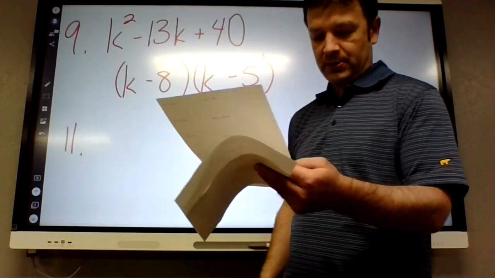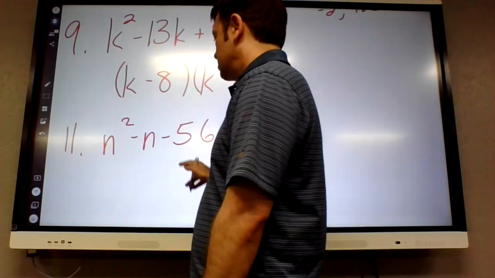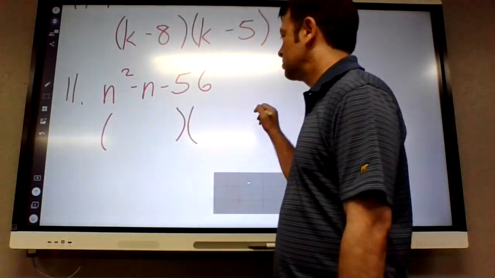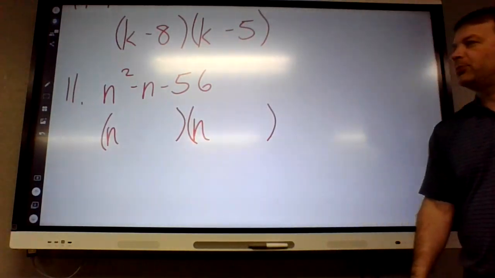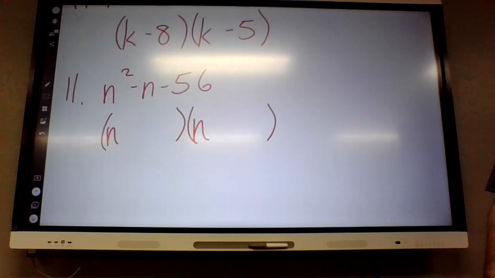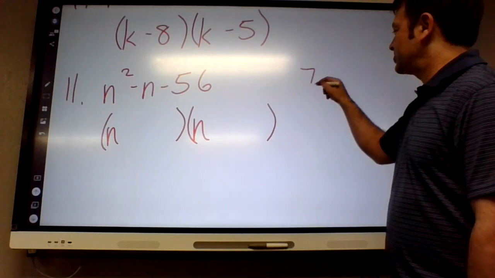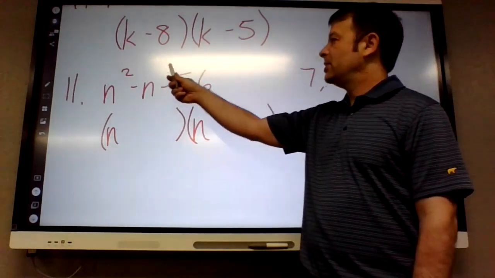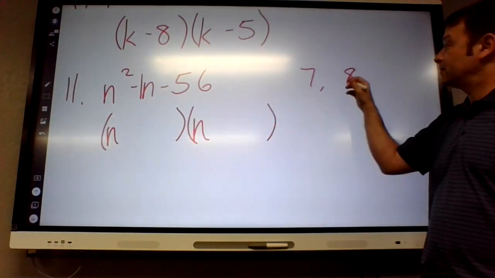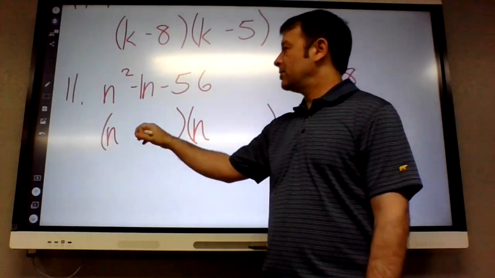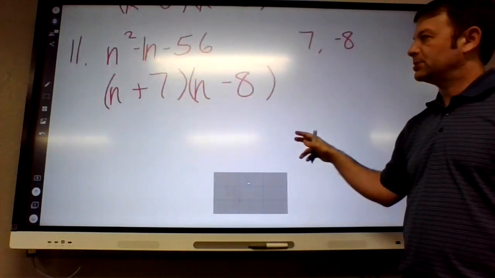Anyways, 11. What multiplies into 56? 7 and 8. Since it's negative 56, one of them would have to be negative. I want it to add up to negative 1, so which of these should be negative? The 8. So it's positive 7 minus 8.